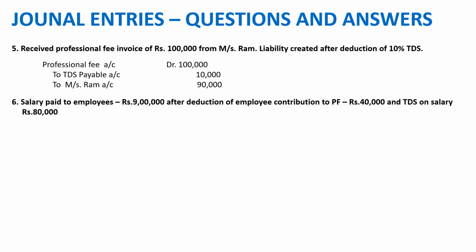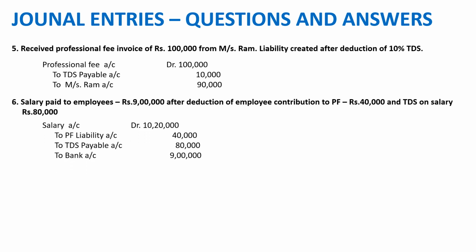Salary paid to employees 9 lakh after deduction of employee contribution to PF 40,000 and TDS on salary 80,000. So net payment to the employees 9 lakh, but there are two deductions 40,000 and 80,000. Let's see what is the entry here. So salary account debited. How 10 lakh 20,000 has come? Let's look into the credit first, then you will understand why it is 10 lakh 20,000 rupees.